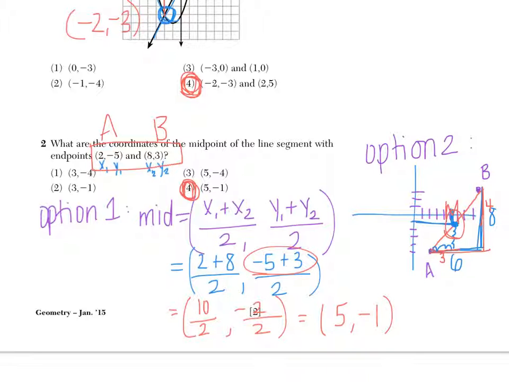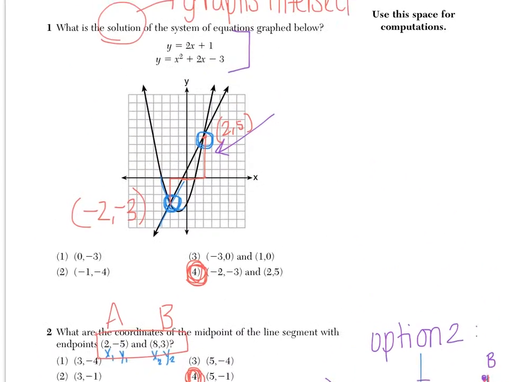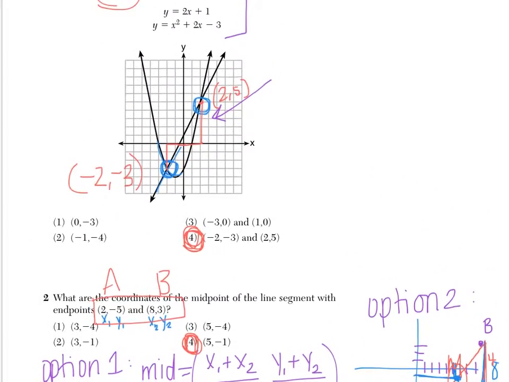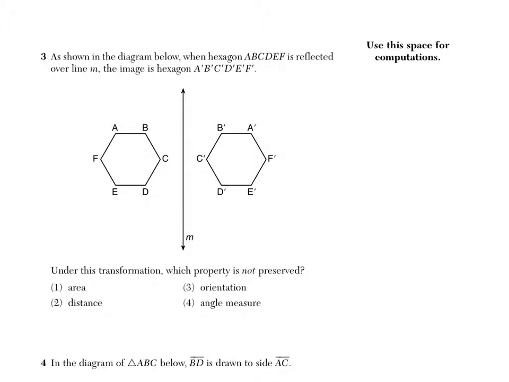So for this page, answers should be the following. Number 1 is choice 4, and number 2 is choice 4 as well.